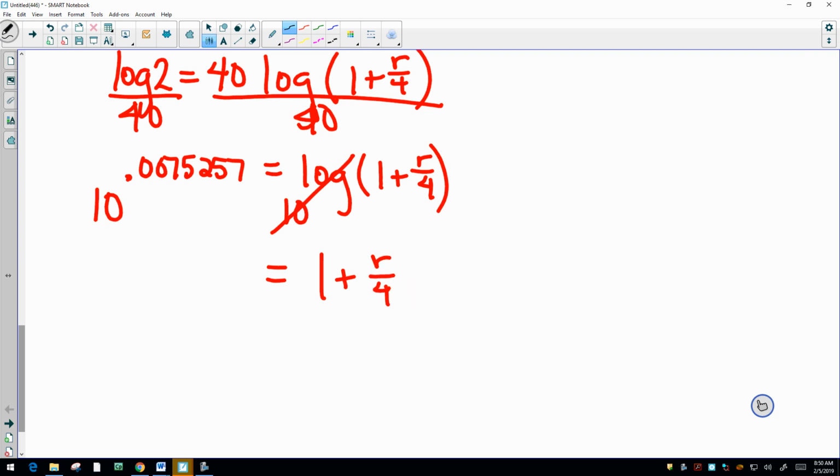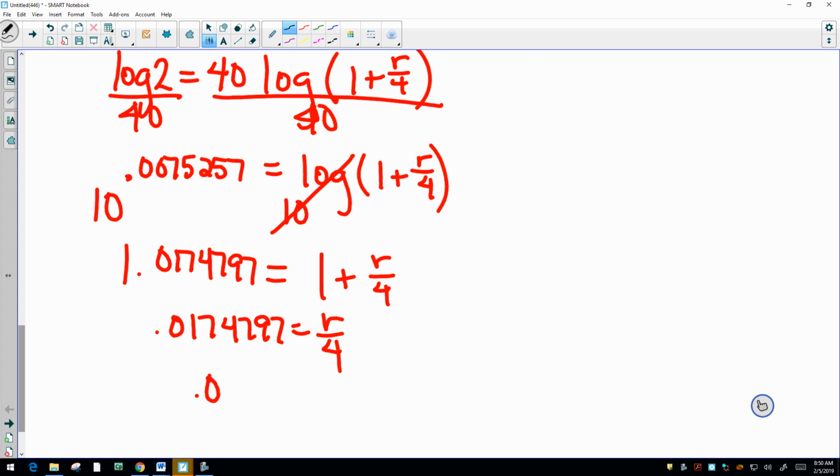And on the other side, I could plug this into my calculator, get a decimal, and I get 1.0174797. Again, try and keep that in your calculator so that you have less rounding. Okay. Subtracting over the 1. And then multiplying each side by 4, we're going to find 0.0699 for a rate. And if we were to turn this into a percentage, you could say the rate is just about 6.99%.